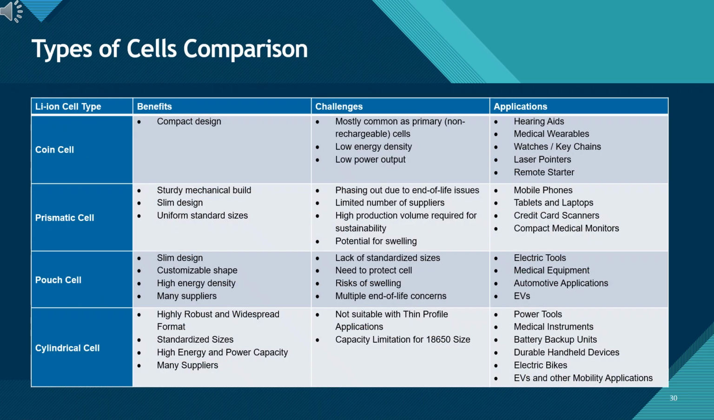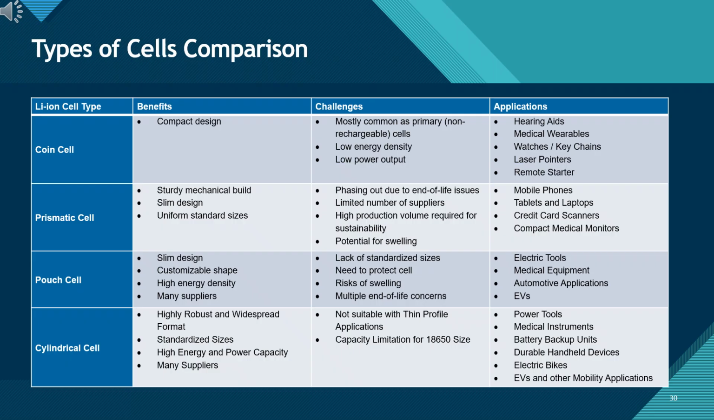Comparing types of cells. Now that you know what these cells look like, let's compare them side by side to understand why a manufacturer might choose one over the other. This table summarizes the benefits and challenges of each form factor. First, let's look at the coin cell. While it is perfect for small devices like hearing aids due to its compact design, it has low energy density and low power output. You won't be building electric cars with these.